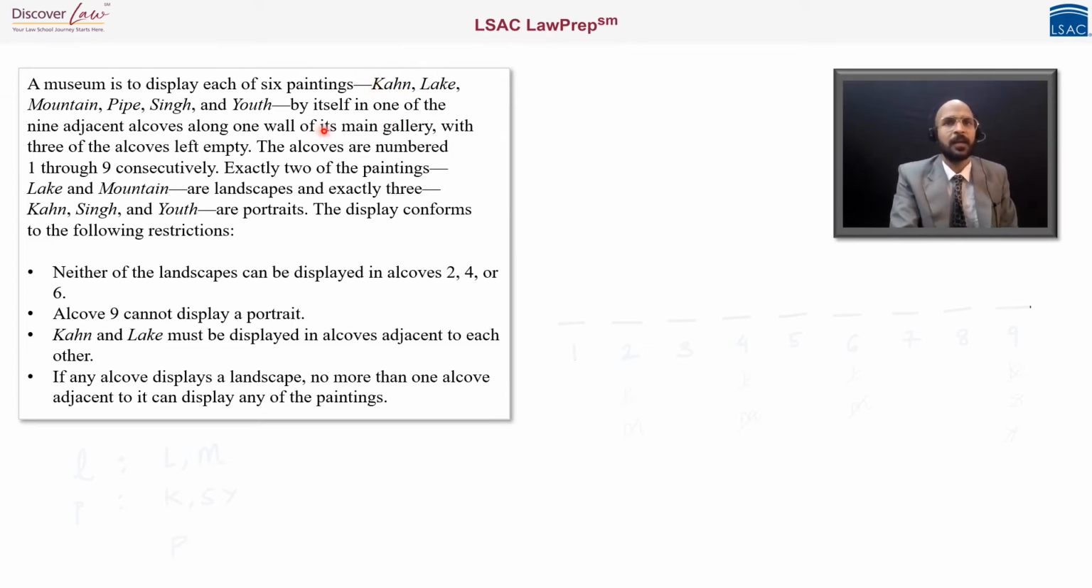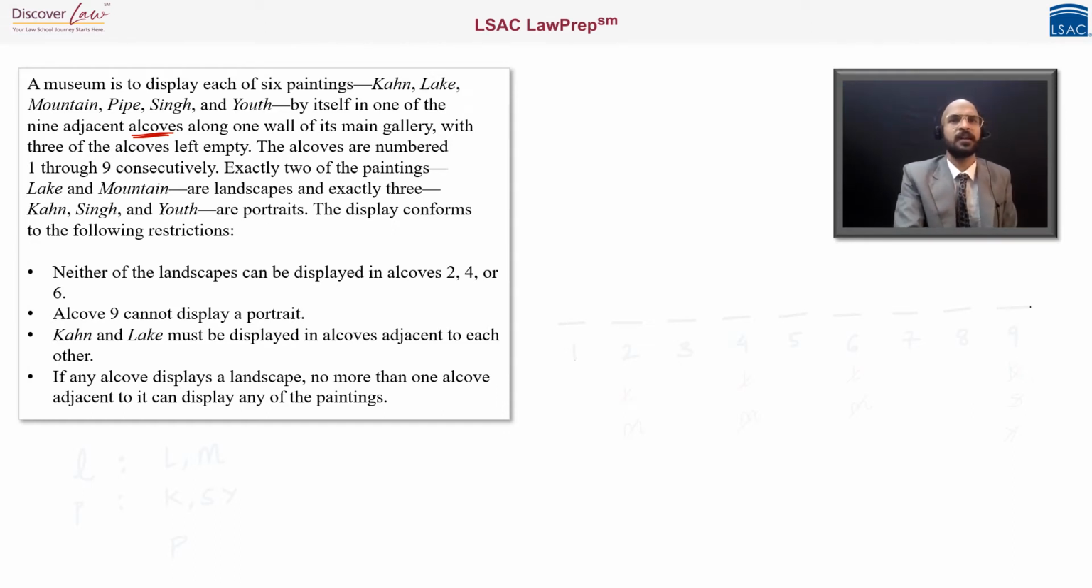Okay. In one of the 9 adjacent alcoves along one wall of its main gallery. Now, if you're like me, you don't understand the meaning of the word alcove. And let me tell you, it does not matter when you're solving LSAT India questions. Very rarely will you find questions that actually test you on vocabulary. Let's just think of it as a spot.